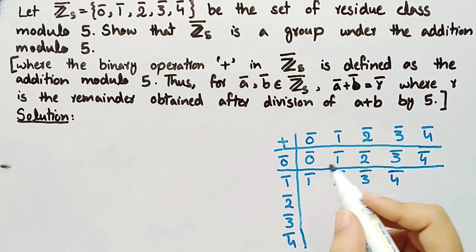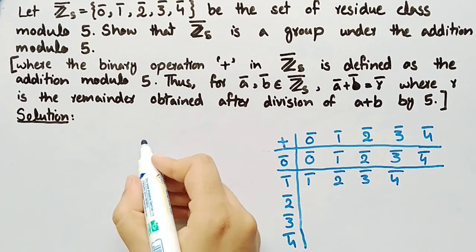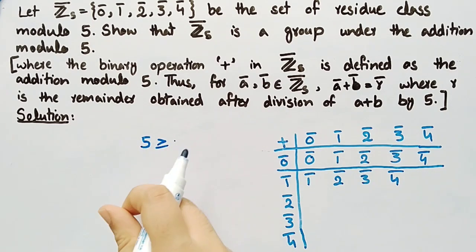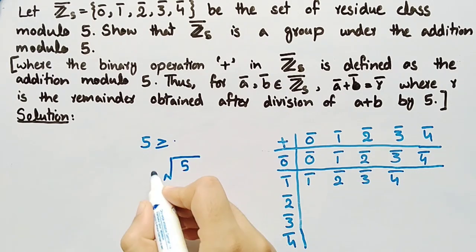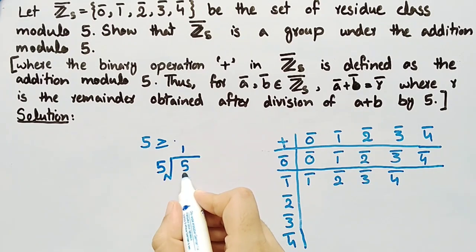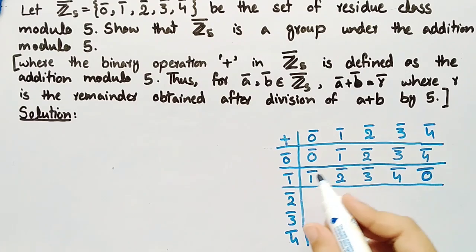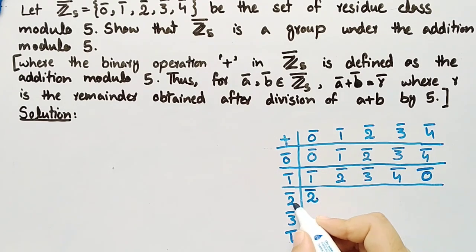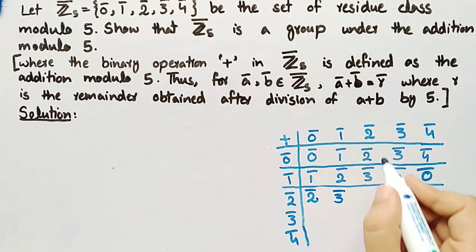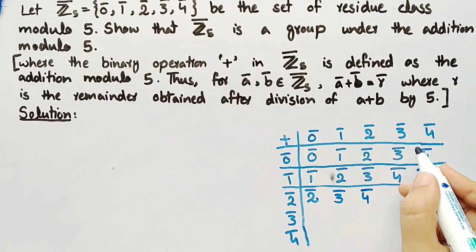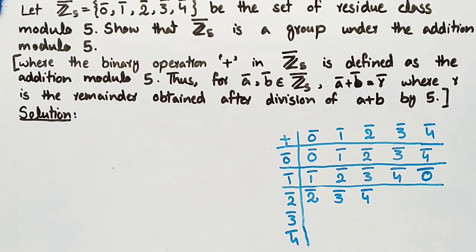Since the number that we got after adding 1 and 4 is 5, which is greater than or equal to modulo, now we will divide 5 by 5. 5 times 1 is 5 and we get remainder 0. So here we will write 0. Now we will add 2 with all these numbers. 2 plus 0 is 2. 2 plus 1 is 3. 2 plus 2 is 4. 2 plus 3 is 5, which is equal to modulo. So we will divide 5 by 5. 1 times 5 is 5 and we get remainder 0. So we will write here 0.